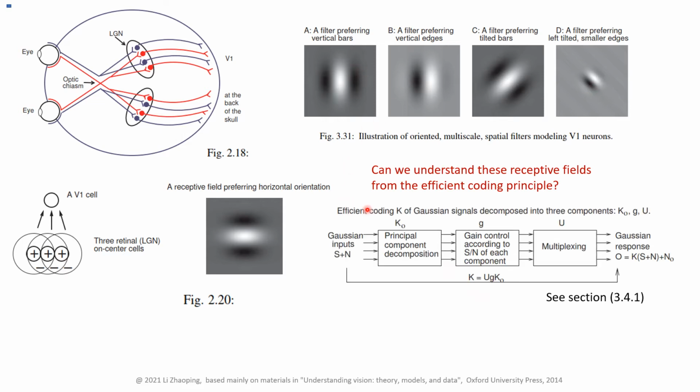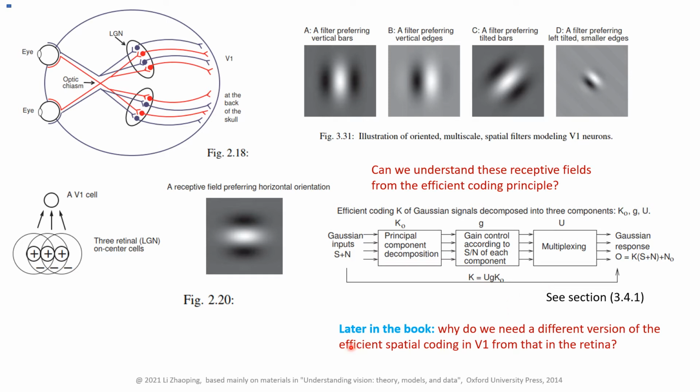For example, we have known that efficient coding can be understood from these three conceptual steps: decorrelation, gain control, and multiplexing. And in particular, we've talked about multiplexing actually has many different choices. And for retinal coding, we have chosen a particular choice of U matrix, which is the inverse Fourier transform. Now, can we understand these V1 receptive fields maybe just by a different choice of U? That can be a question to be asked.